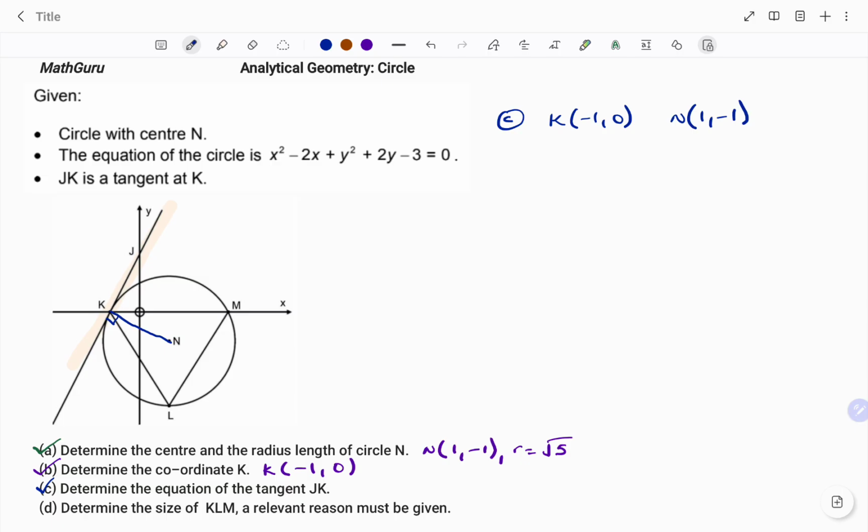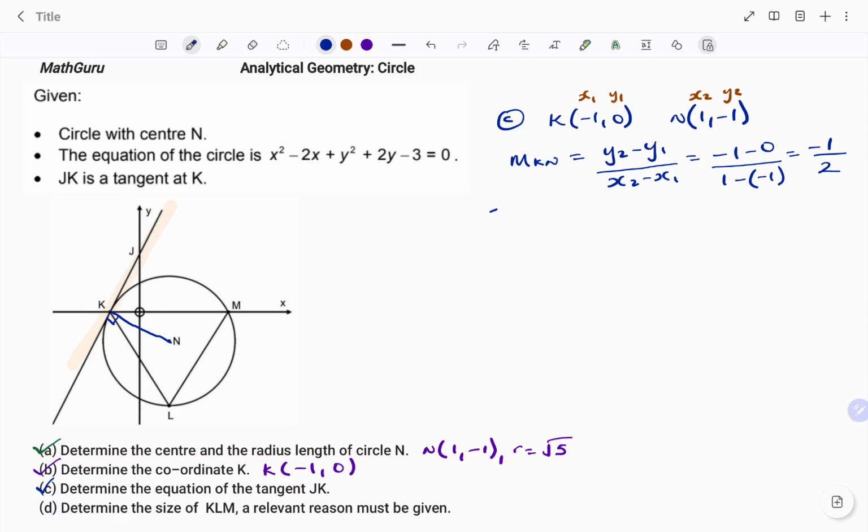So I start by finding the gradient of NK. I have m of KN equals the change in y divided by my change in x. I'm going to tag this x1, y1, x2, y2. So this is going to give me y2, that's -1, minus y1, 0, divided by x2, 1, minus x1, that's -1. So that's going to be -1 divided by 1 plus 1, 2.